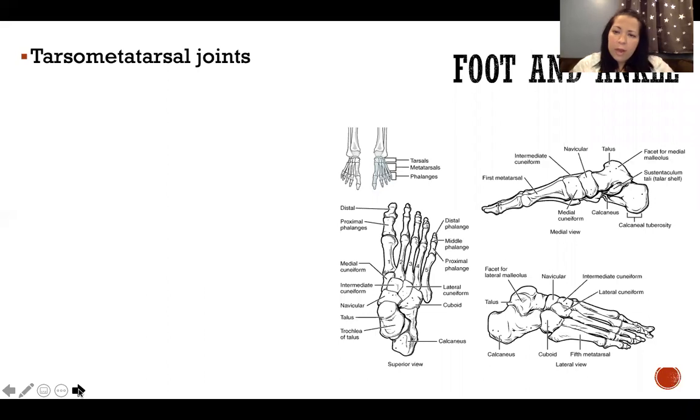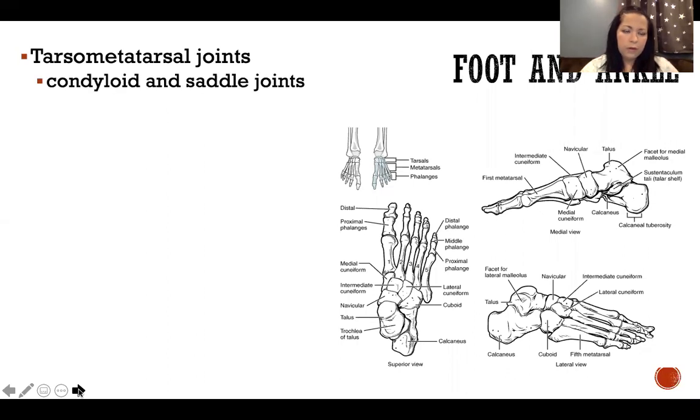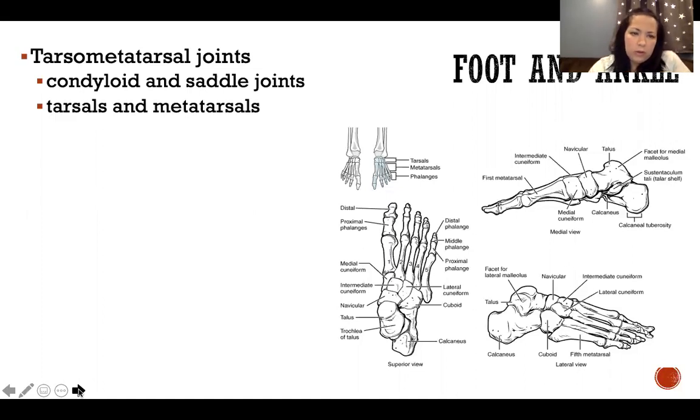All right, so then we have many joints of the feet, just like we had many joints of the hands. So first we have the tarsometatarsal joints. So those are the articulations between the tarsals and the metatarsals. Those are all condyloid or saddle joints. And I guess I skipped over the intertarsal joints, just like we have the intercarpal joints. So we have articulations between each of the tarsals of the feet.